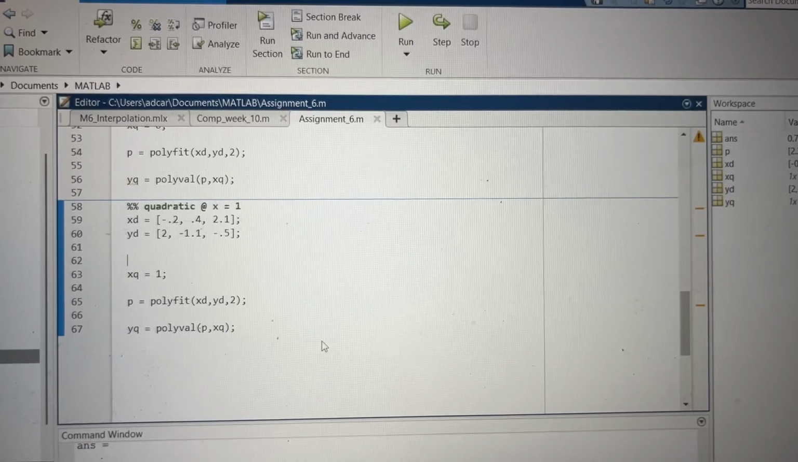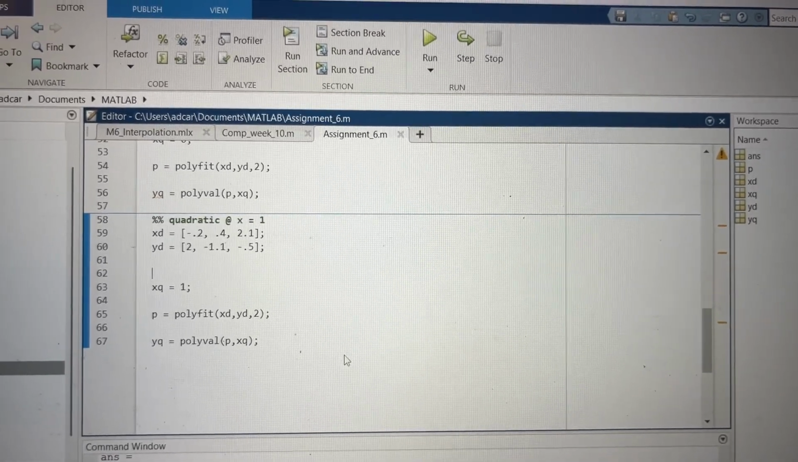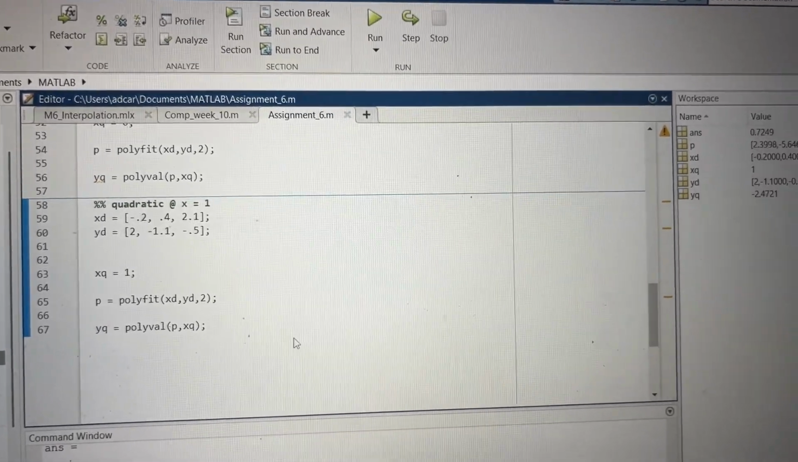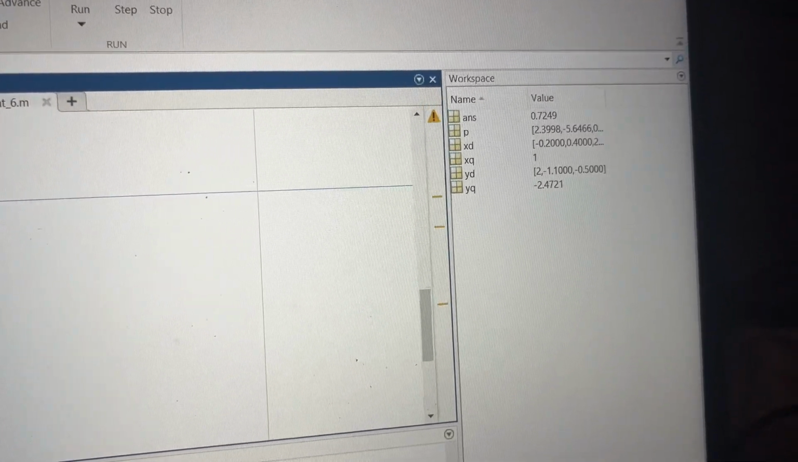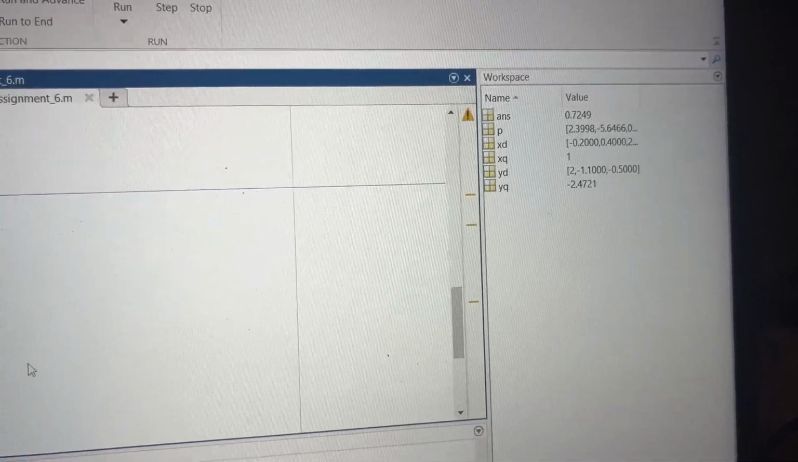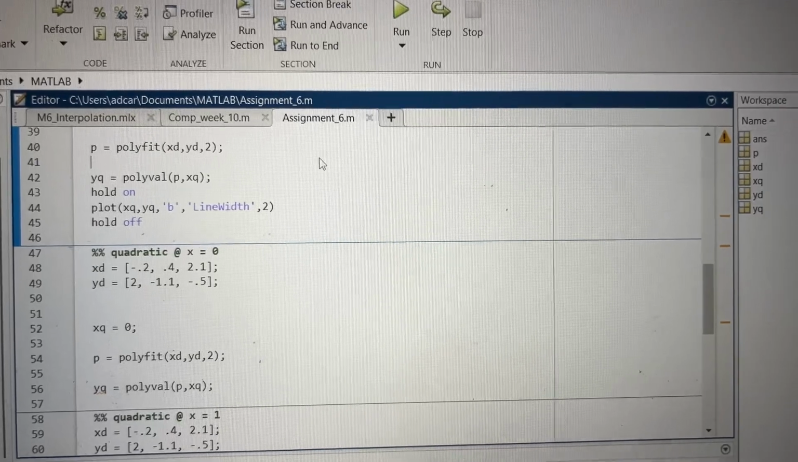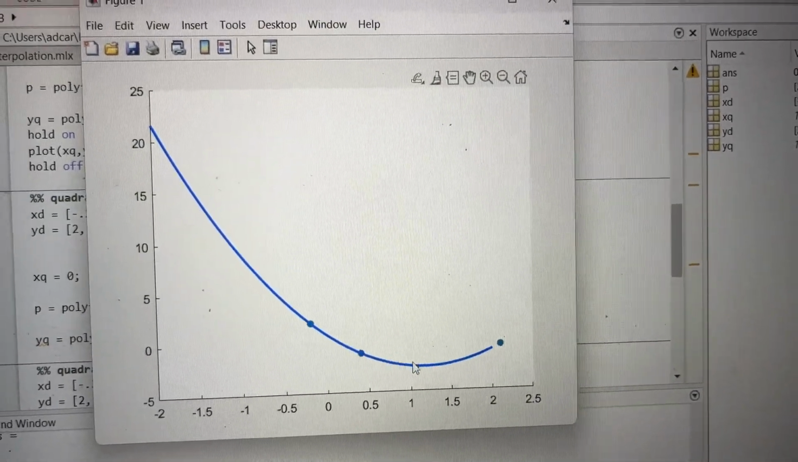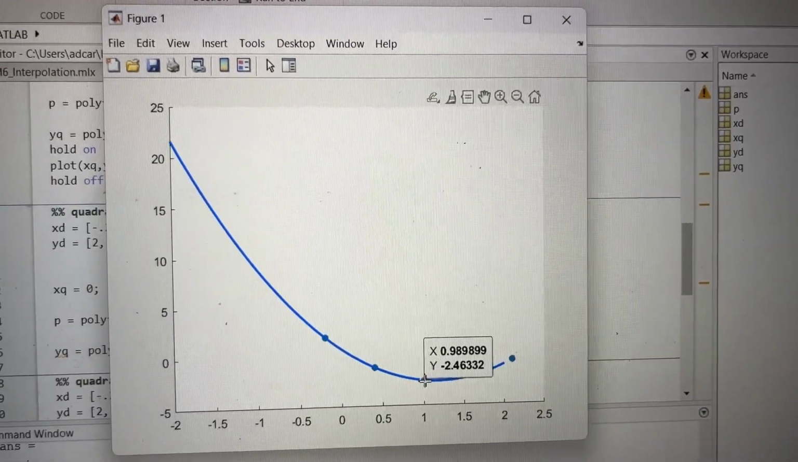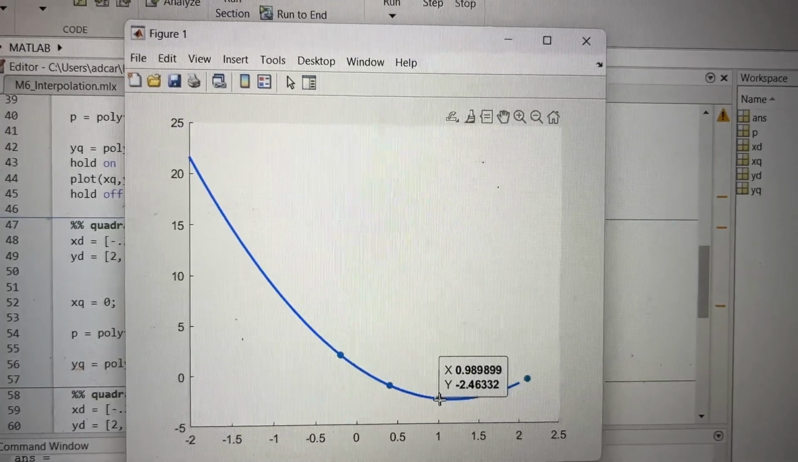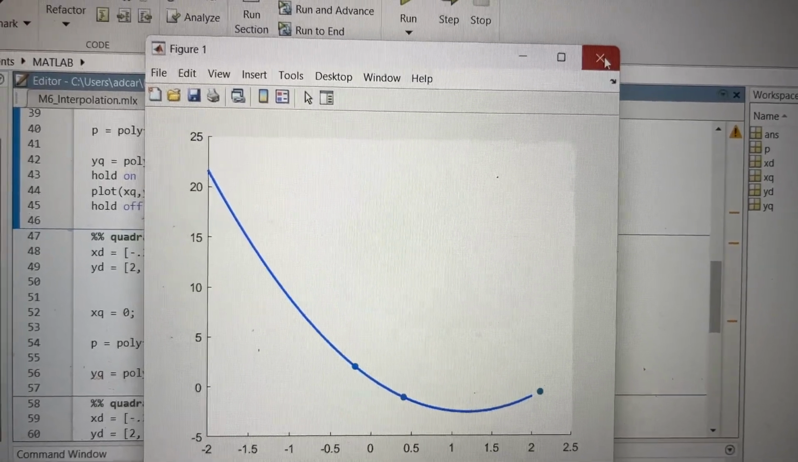And then here, if we go down here, it's the same thing, except change my x of q equal to 1. And then that changes my y of q to negative 2.47, which if we go back up to the graph again, run that, go down here to 1, is pretty spot on. Okay, and that's my homework.